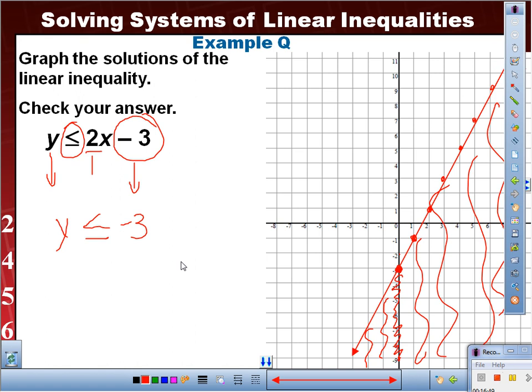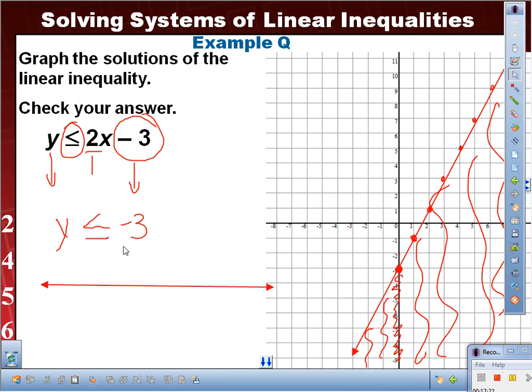Therefore, I needed the y and the y-intercept. Why only those? Because I wanted to see which direction to shade. This is where some of you didn't understand. So let's say I just gave you this part right here. This will be your graph right here. You would shade to the left.